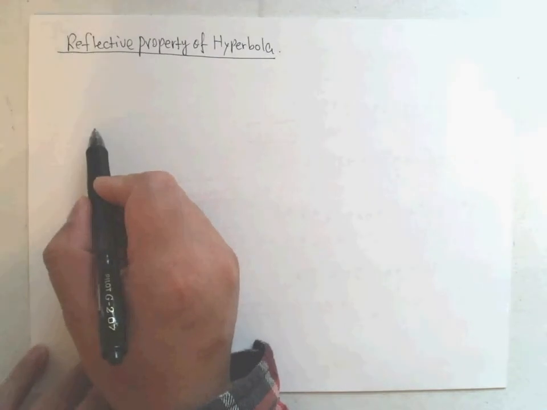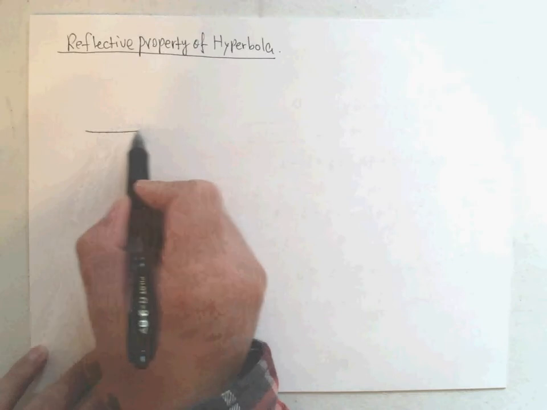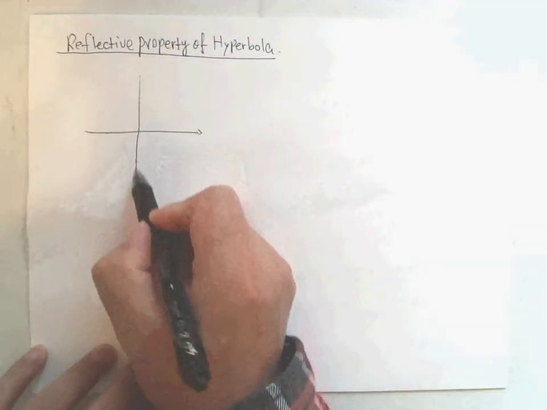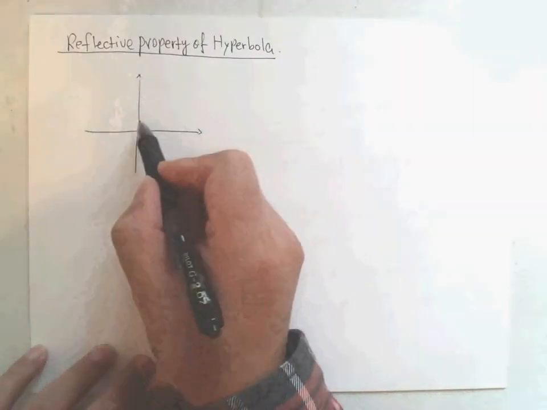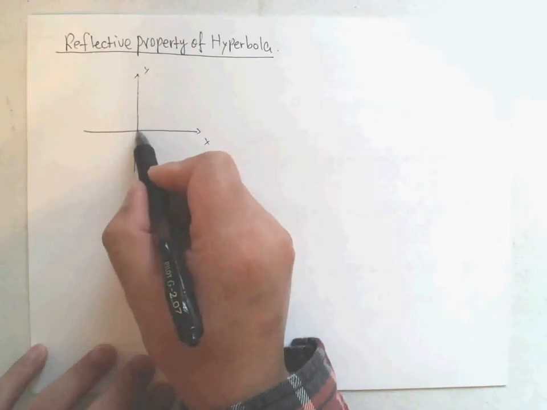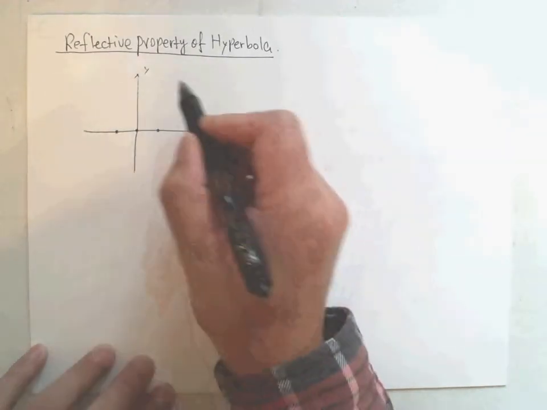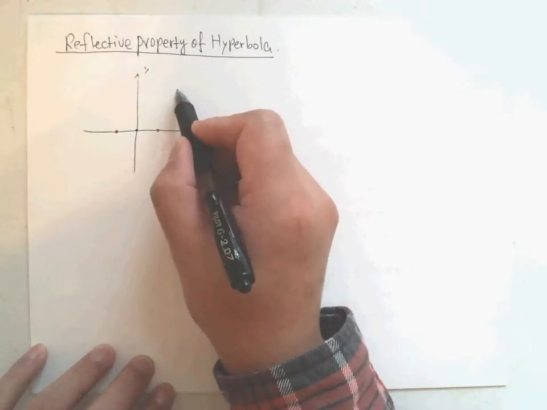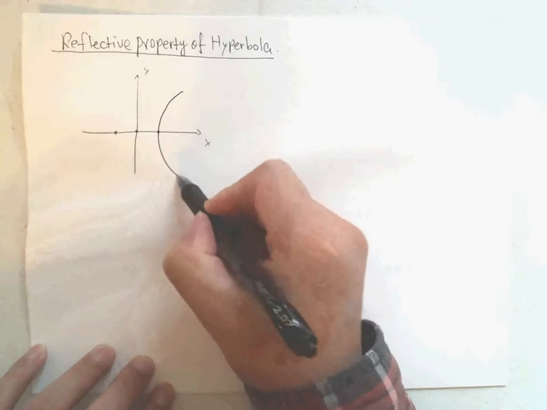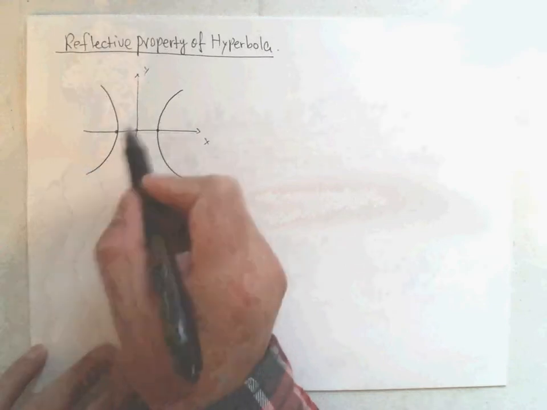So I draw a horizontal type, an easy one, because the result is the same for the other type, whether it's along the y-axis or the x-axis. I put the center here, and then one vertex and another vertex. Okay, so I draw the hyperbola. This is one branch, and this is the second branch, the left branch and the right branch.